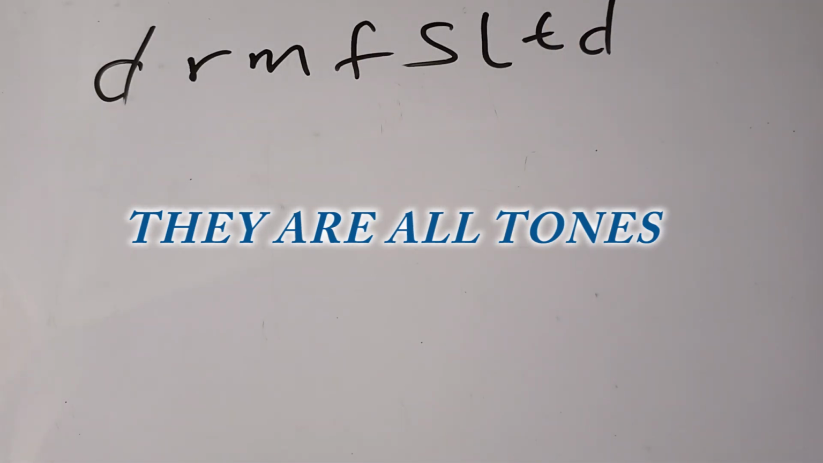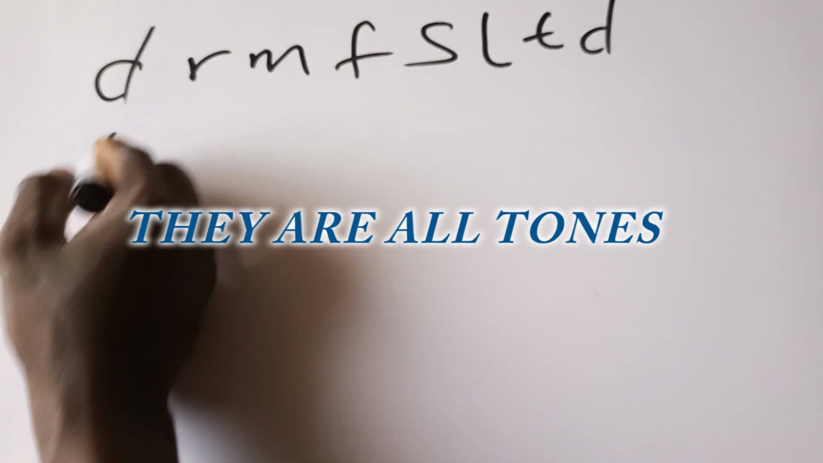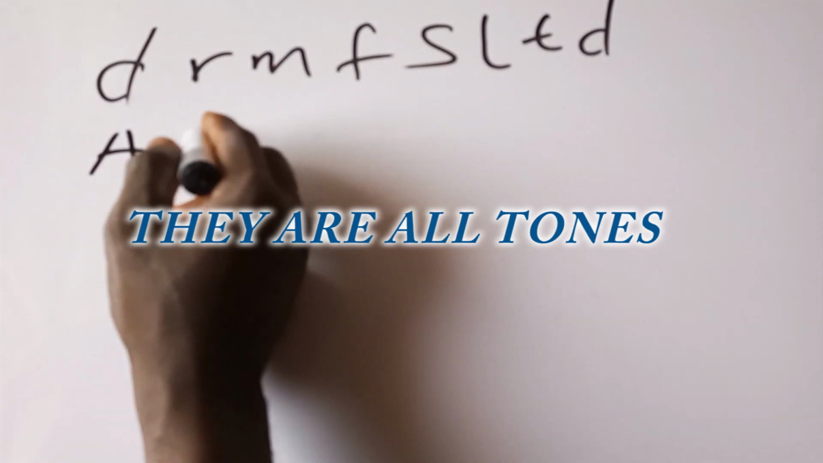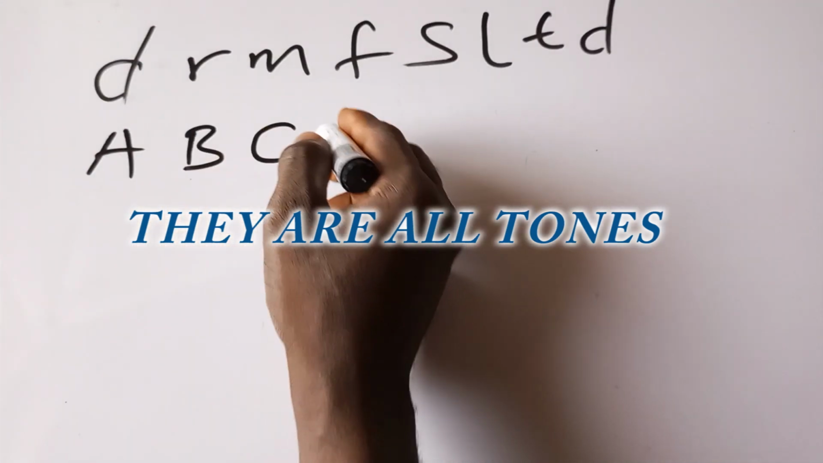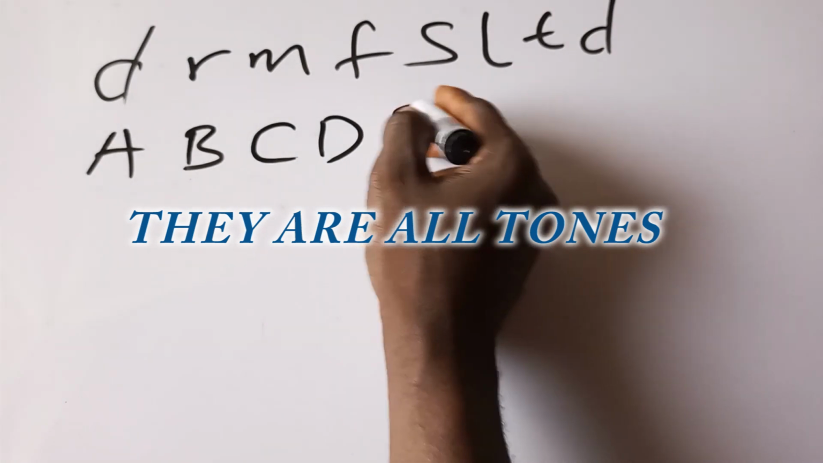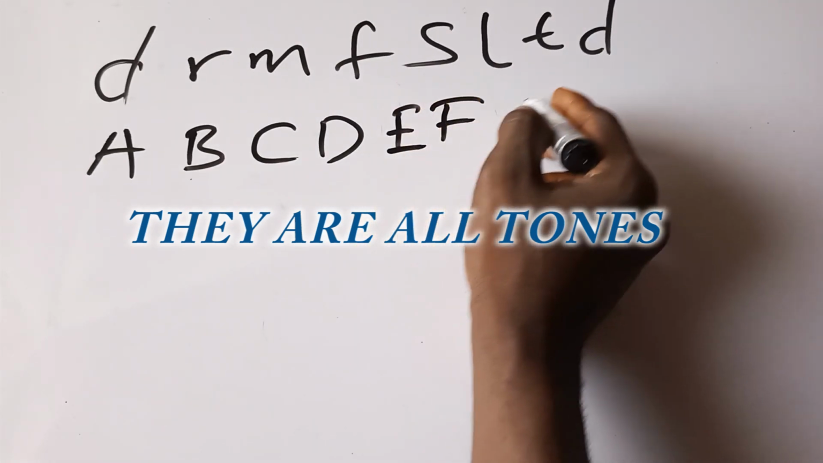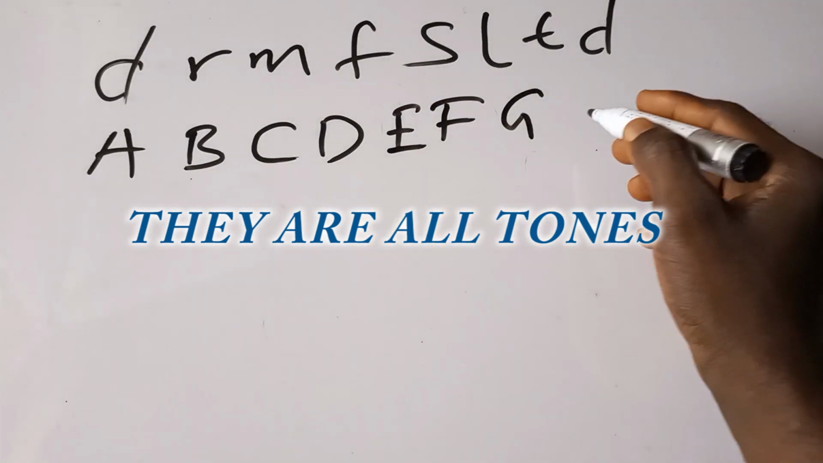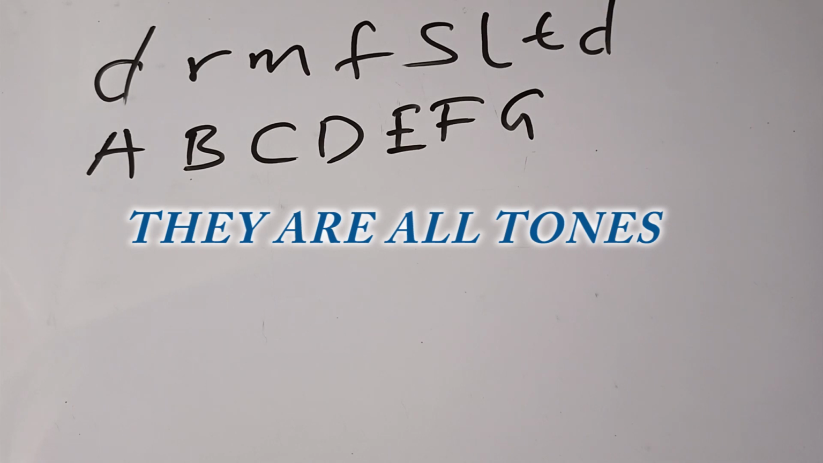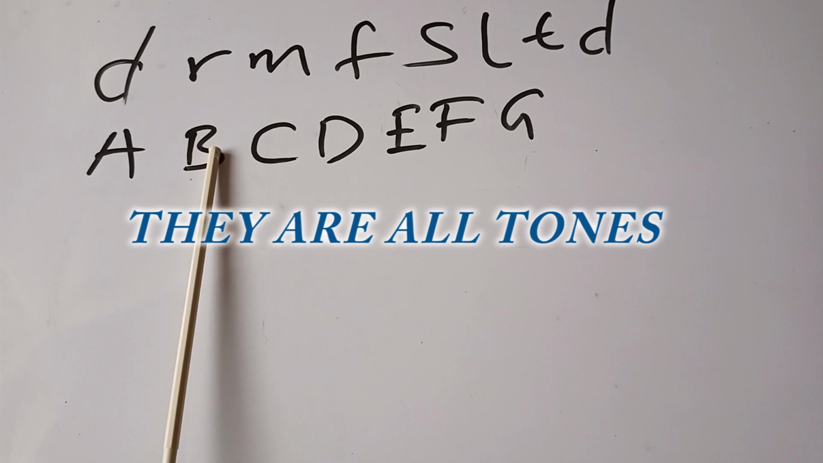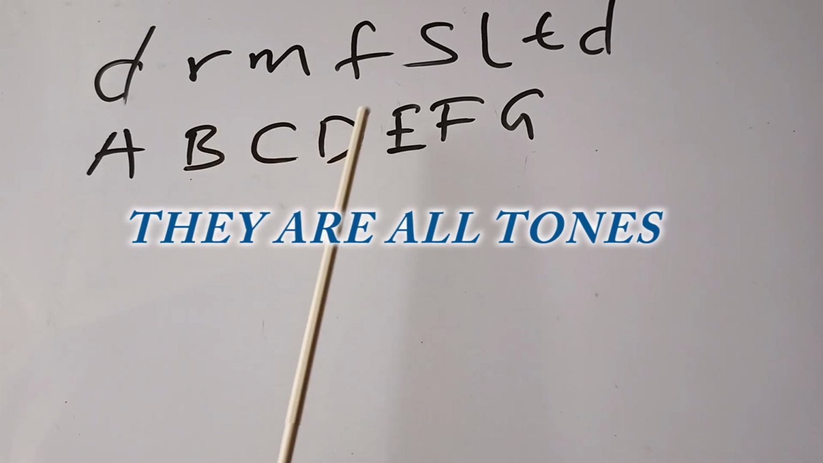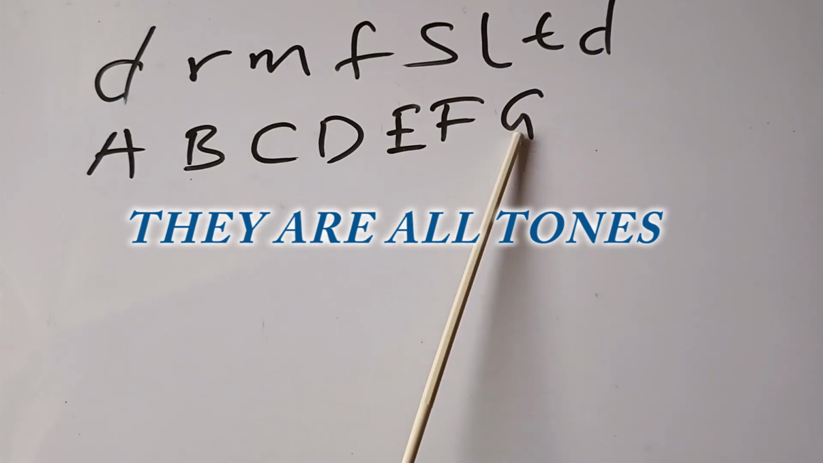Also, we have the one being represented by capital letters. So there are also 7. Each of these can be a tone.